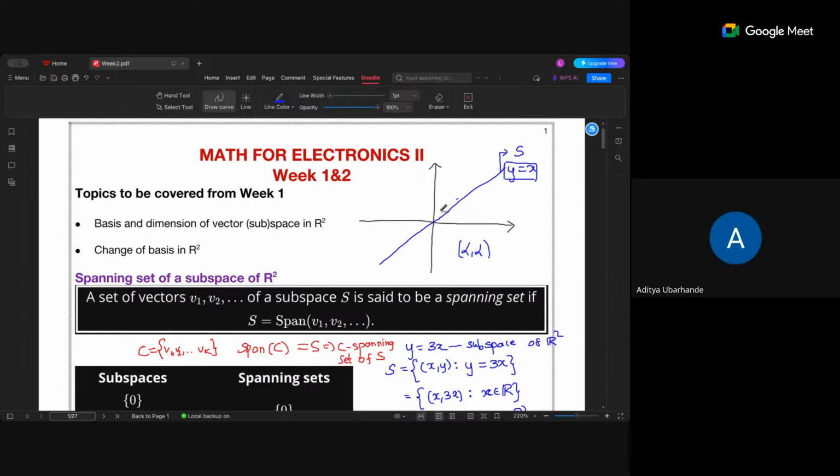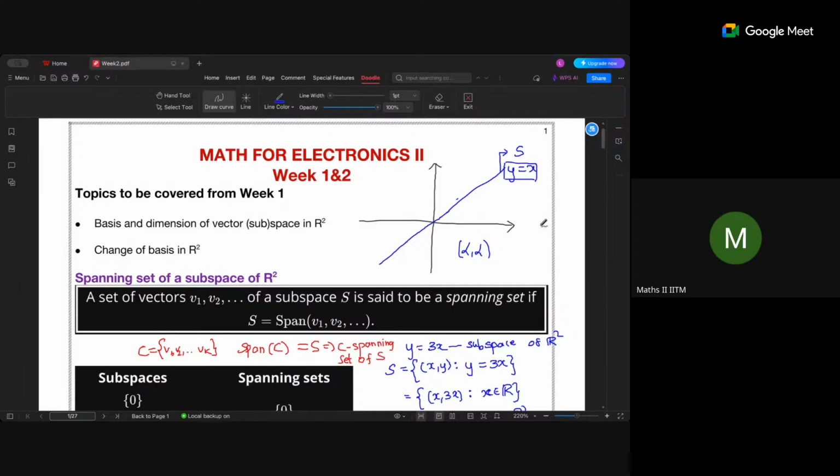Yeah, but in that case, both should be scalar multiples of each other, right? Because the span here is exactly a line. Exactly. So all are going to lie on the same line, so they will be multiples of each other only. Okay, got it.